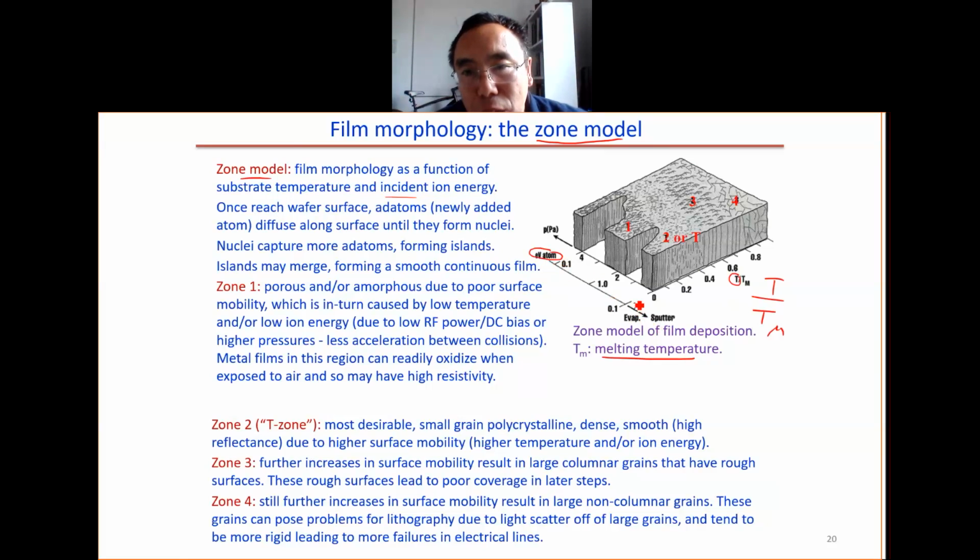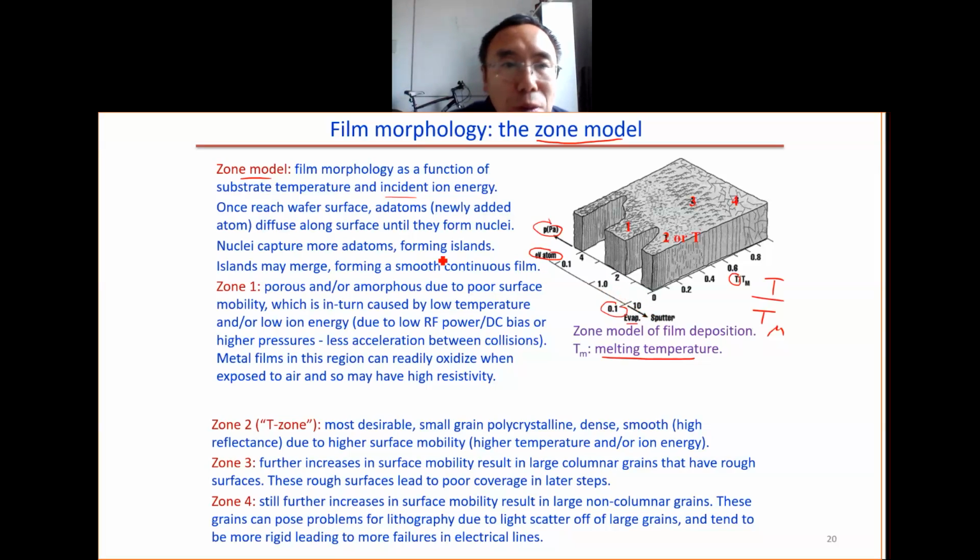For sputtering, we can have 10 electron volts. For evaporation, it's only 0.1 electron volt. For sputter deposition, the lower the pressure, the higher the energy.